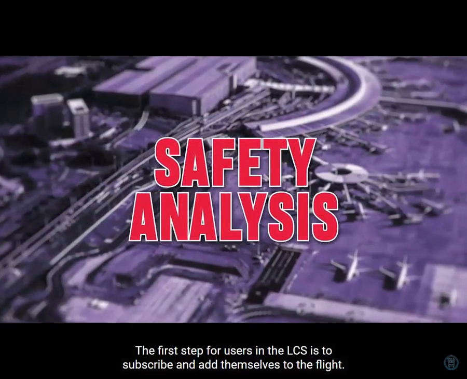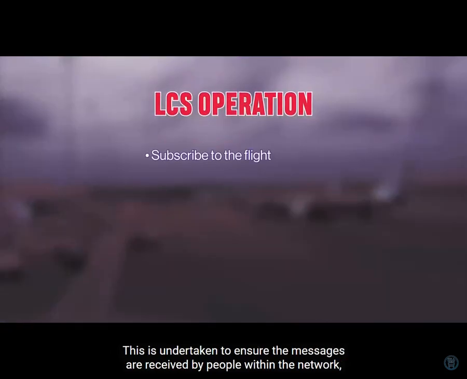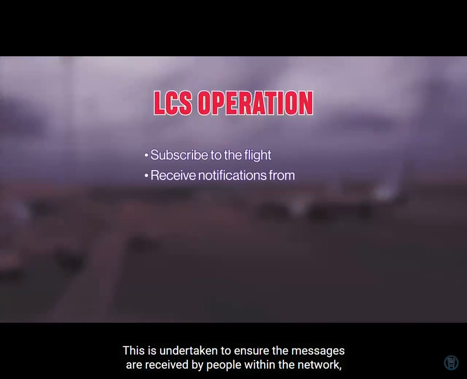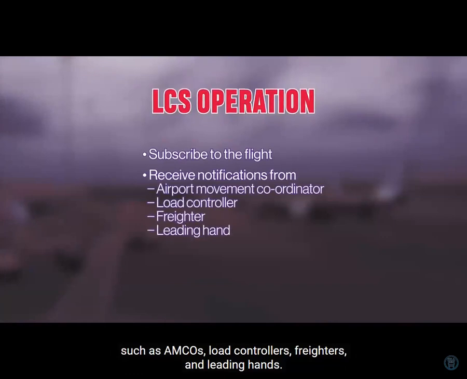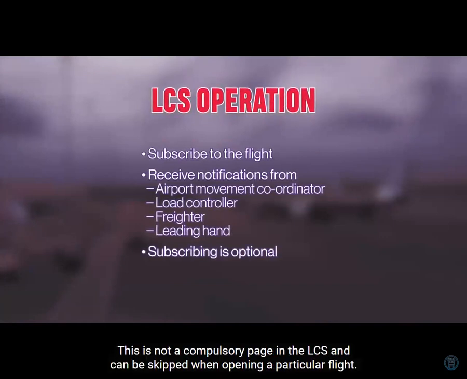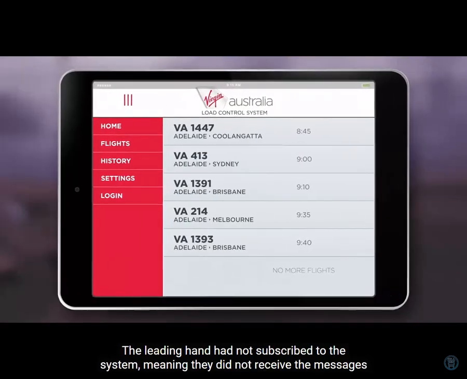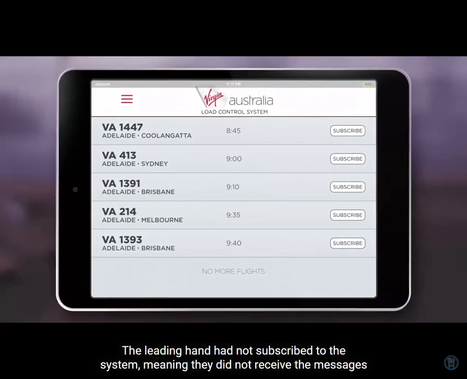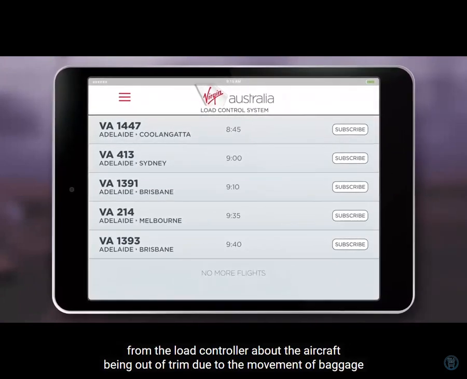The first step for users in the LCS is to subscribe and add themselves to the flight. This is undertaken to ensure the messages are received by people within the network, such as AMCOs, load controllers, freighters, and leading hands. This is not a compulsory page in the LCS and can be skipped when opening a particular flight. The leading hand had not subscribed to the system, meaning they did not receive the messages from the load controller about the aircraft being out of trim due to the movement of baggage.